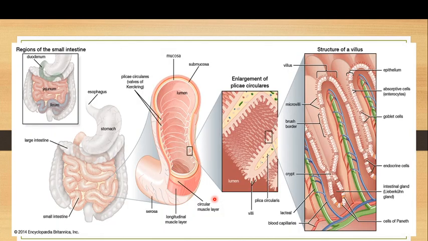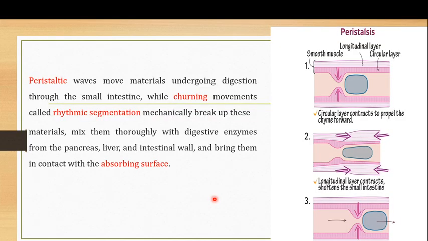We've already seen this. Now, when you talk about the peristaltic movement of the small intestine, the peristaltic waves move material undergoing digestion through the small intestine, while churning movements called rhythmic segmentation mechanically break up these materials, mix them thoroughly with the digestive enzymes from the pancreas, liver and intestinal wall, and bring them in contact with the absorbing surfaces.